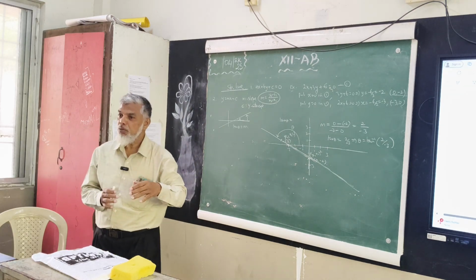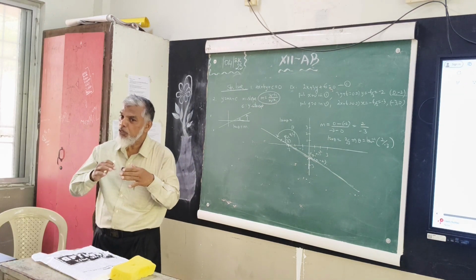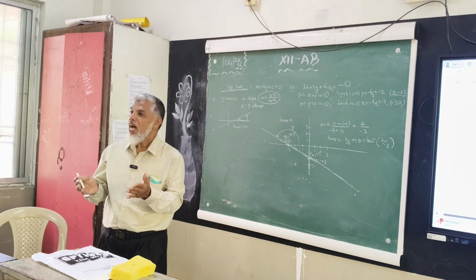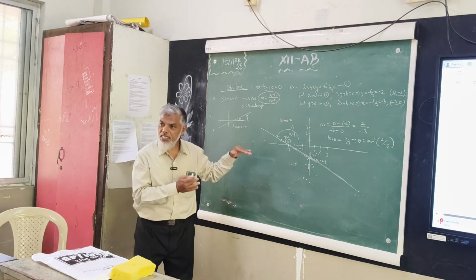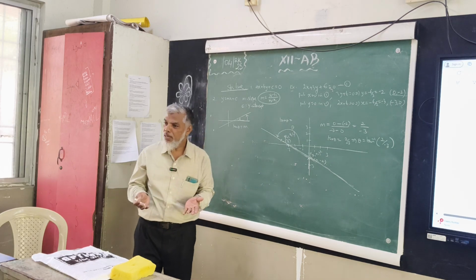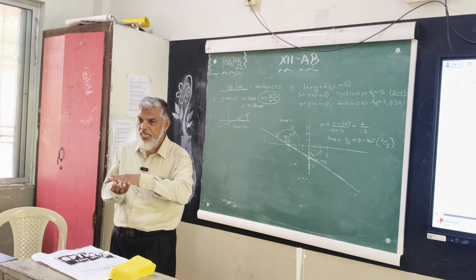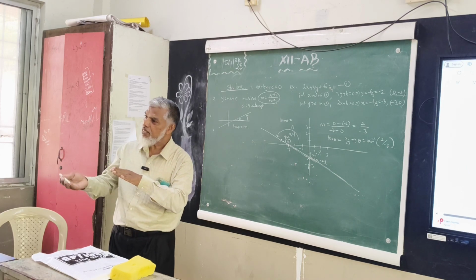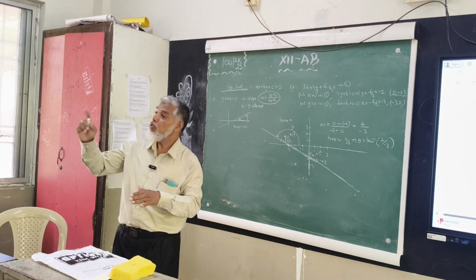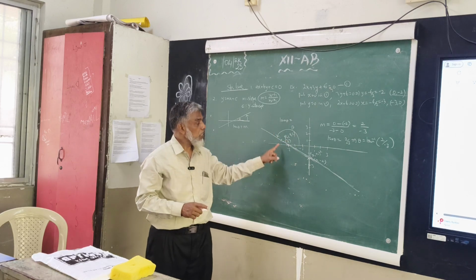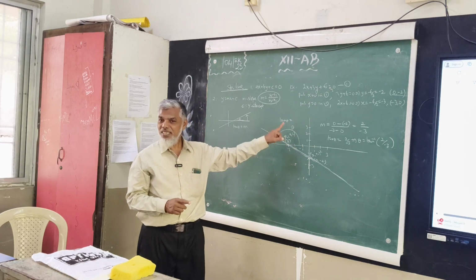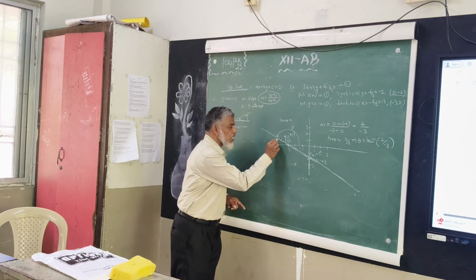What can you say about that angle? Is it an obtuse angle or an acute angle? Acute angle is less than 90 degrees. Obtuse angle is more than 90 degrees. If tan theta is positive, it is an acute angle. If tan theta is negative, it is an obtuse angle. Therefore, this is an obtuse angle, more than 90 degrees. Correct? Can you tell me what this angle is?